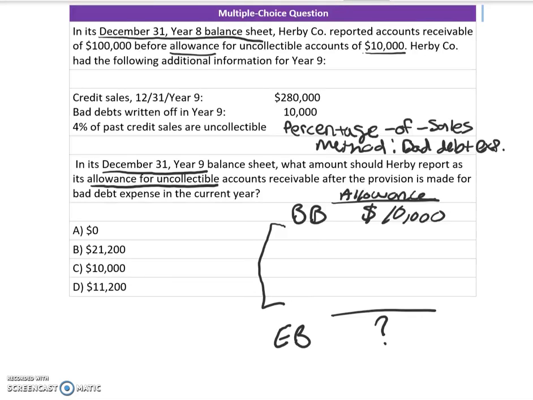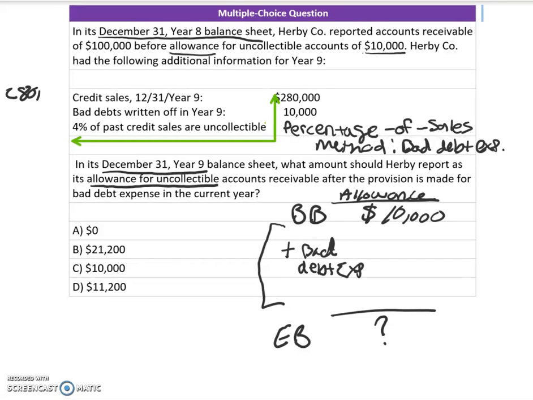So what is going to impact this calculation to get us to our ending balance? First and foremost, we know that 4% of our credit sales is going to be what's impacting our bad debt expense. We know that our bad debt expense increases our balance for our allowance for uncollectibles. So we know that's going to be 4% of what? Of our sales. So 4% of 280,000. We're going to have to calculate 280,000 times 4% to give us our bad debt expense for the current year. So that's going to be 11,200.